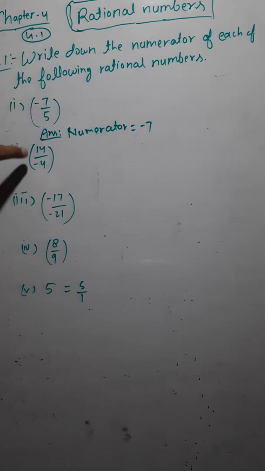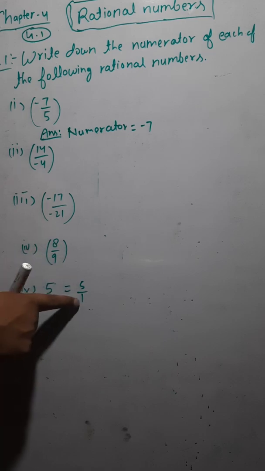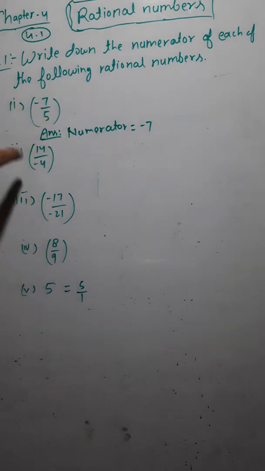Now tell me what is the numerator here? Yes, it is 14. And here -17. Here 8. And here 5 is the numerator, and the denominator is 1. Just solve all these questions. One I have done before you. The rest of the questions you try yourself.